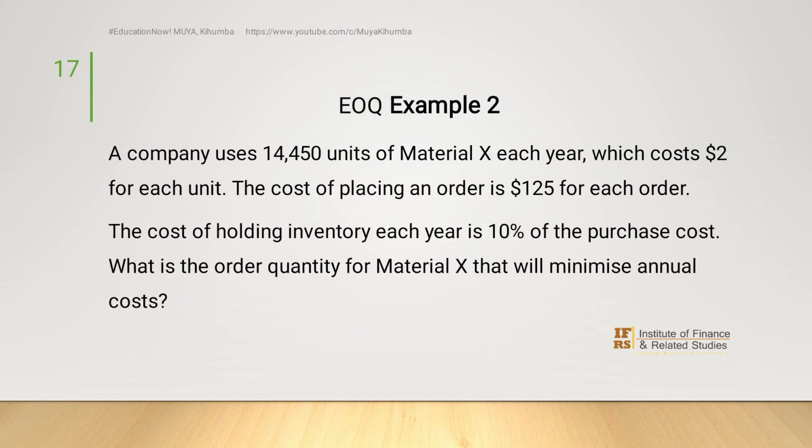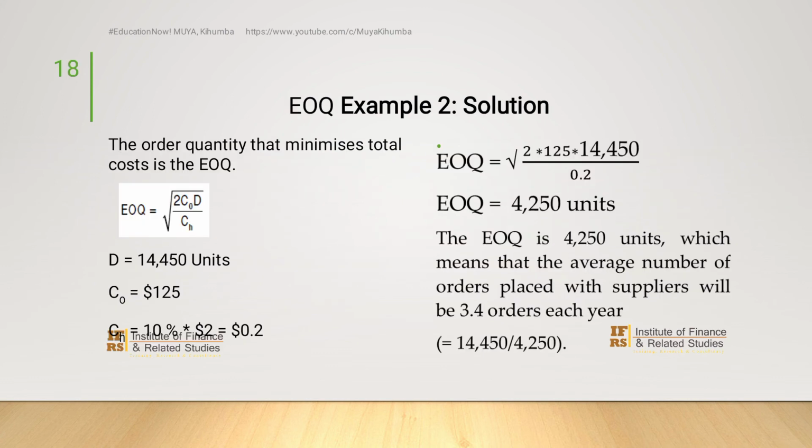Let's look at another illustration. A company uses 14,450 units of material X each year, which cost 2 shillings per unit. The cost of placing an order is $125 for each order. The cost of holding inventory each year is 10% of the purchase cost. What is the order quantity for material X that will minimize annual cost? Of course, that would be the EOQ.